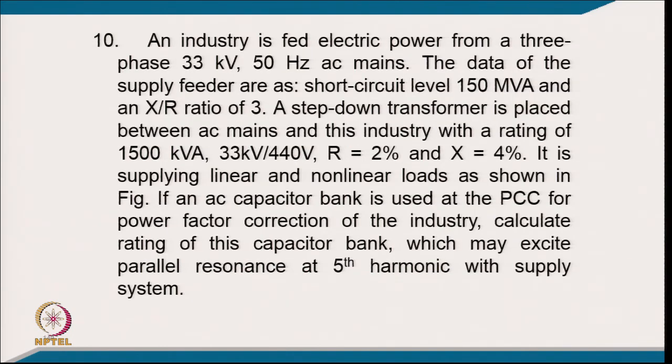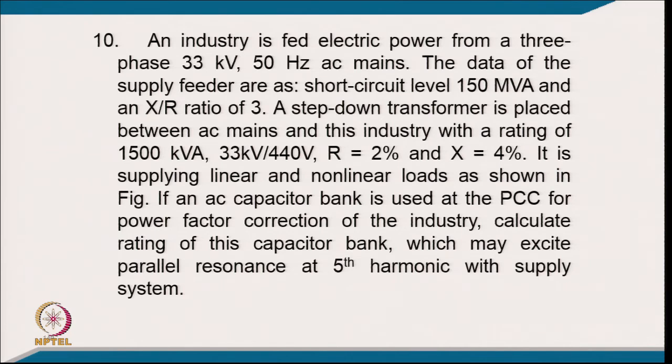Coming to the 10th problem, as an example: an industry is fed electric power from a 3 phase 33 kV 50 hertz AC mains. The data of the supply feeder are: short circuit level 150 MVA and X upon R ratio is 3, and a step down transformer is placed between the AC mains and the industry with a rating of 15 kVA, 33 kV by 440 volt, with resistance of 2% and reactance of 4%. It is supplying the linear and non-linear load as shown in the figure below.